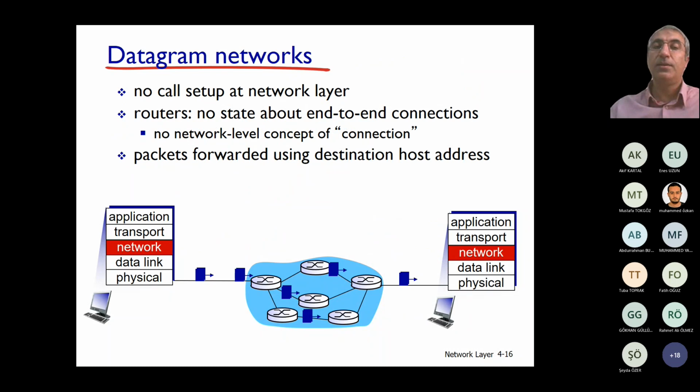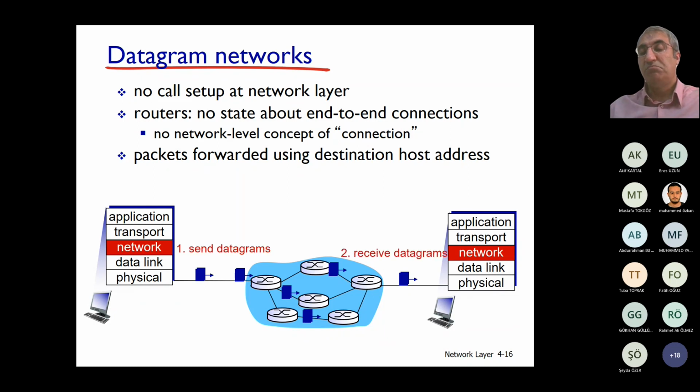And let's look at how datagrams work. First of all, this is a connectionless setup, so we don't need any kind of call setup at the network layer. That's why the routers don't keep any kind of state information about the end-to-end connection. Then the question is how the packets are forwarded to the destination: it uses the destination IP address.